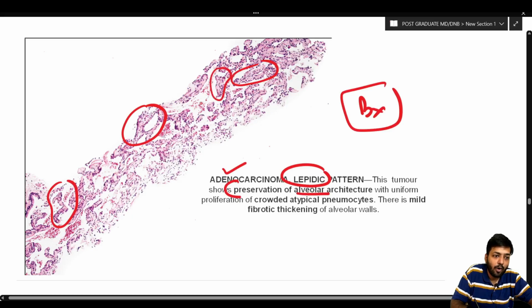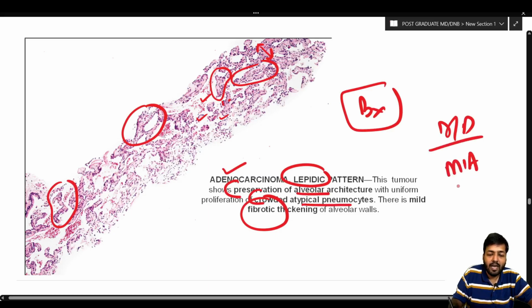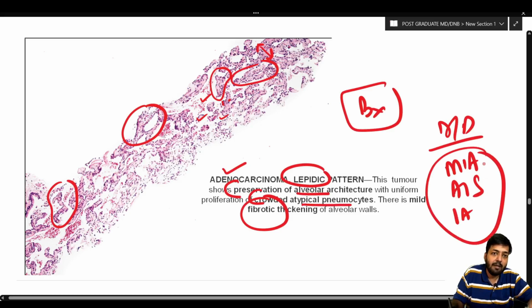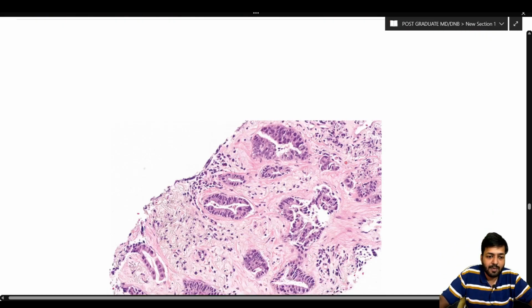This is the alveolar wall, and in between, the alveoli are there, as we can appreciate, with uniform proliferation of crowded atypical pneumocytes. There is mild fibrotic thickening of the alveolar walls. See the fibrotic thickening over here. So the differential diagnosis can be minimally invasive, adenocarcinoma in situ, or invasive adenocarcinoma, but the definitive diagnosis can be made only on a resection. For all these three, if you are suspecting any of them, you will write adenocarcinoma lipidic pattern in a small biopsy specimen.